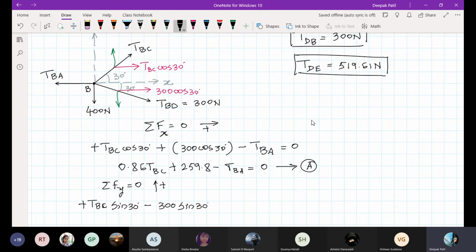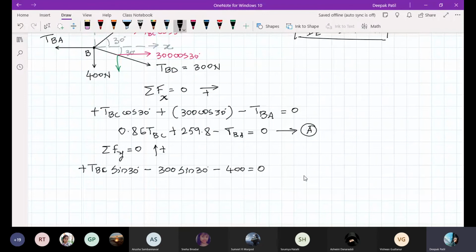Any other force is there, students, which is in the y direction? Any other force is there, or only these two? 400 newtons. Yes, so 400. Should I take it as plus or minus? Minus. Yes, it should be taken as minus 400. Equated to 0, right? Then here you can see there is only one unknown, which is TBC, which you can solve. So let us do that.